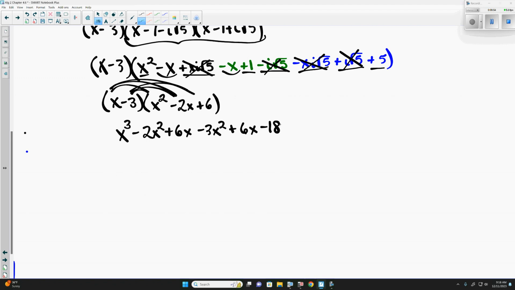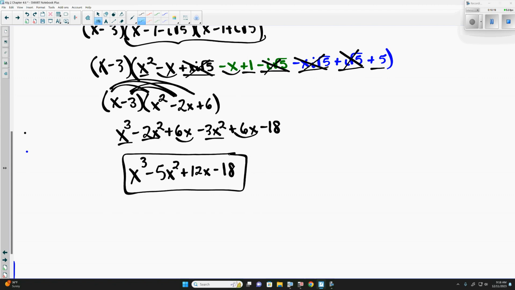Questions on this here? Questions on anything we've done so far? Last thing we need to do is combine like terms. X cubed is the only x cubed term. Our negative 2x squared and negative 3x squared combine to be negative 5x squared. 6x plus 6x is plus 12x. And then we have our minus 18. Questions on this here? But that's it. That's all we have to do for these.